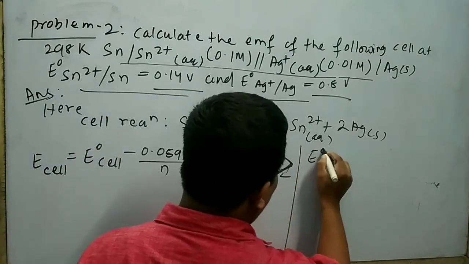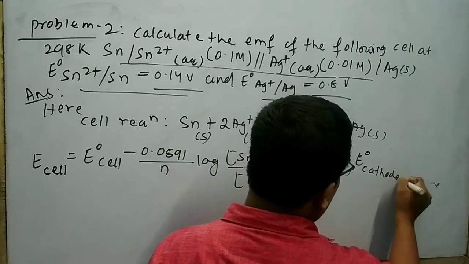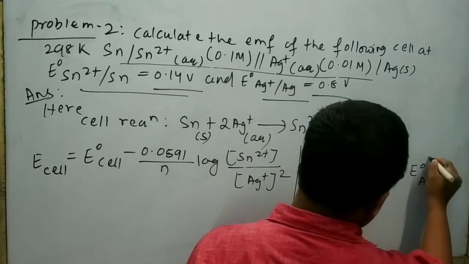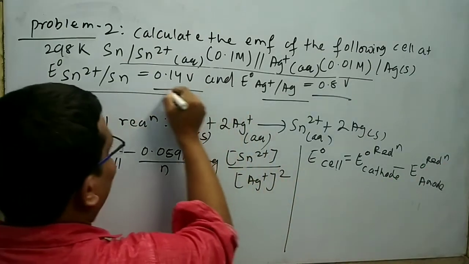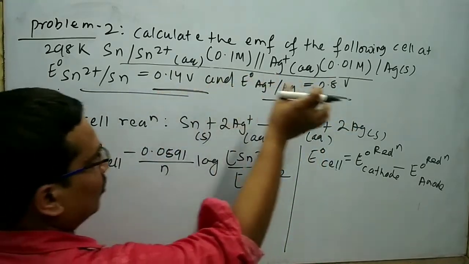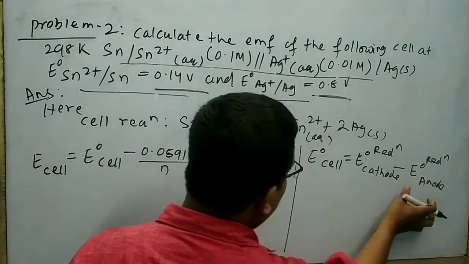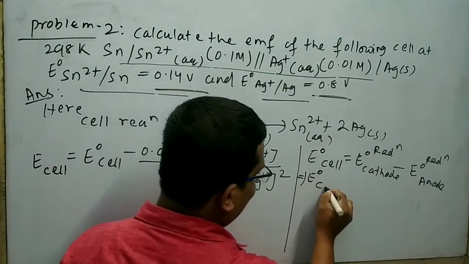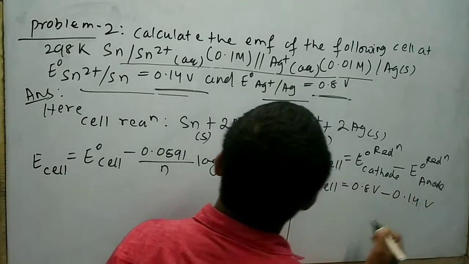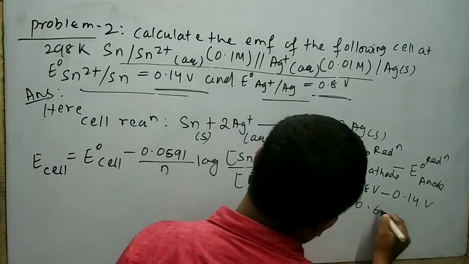For E0 cell, I can write E0 cell equal to E0 cathode reduction minus E0 anode reduction. Here two values are given. Among the two values, this value is larger than this value. So put this value for this term and put this value for this term. So I can write E0 cell equal to 0.8 volt minus 0.14 volt. After solving, I can write E0 cell equal to 0.66 volt.